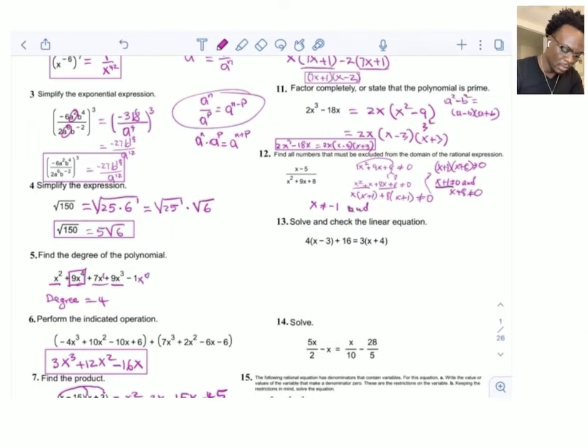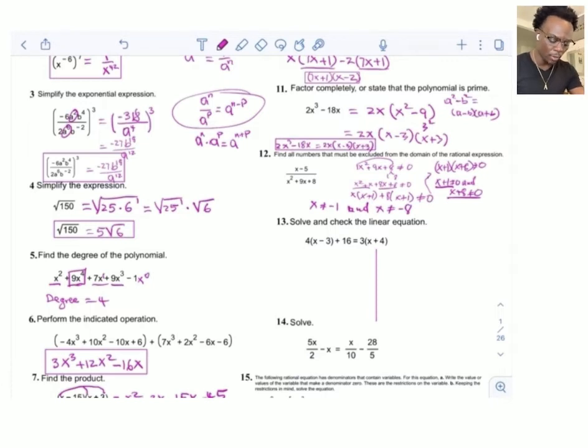And x not equal negative 8. So these are the two excluded values. Now let's go number 13. Number 13, we need to solve and check. I'm going to solve it and I'm going to let you check it on your own.